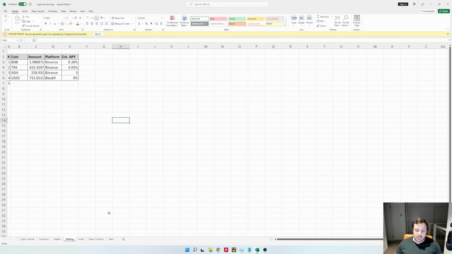What I'm still missing in the Excel that I still need to add, and again, this is a work in progress, is the period, the start date and end date if it is locked up. So I'm looking to add that in the future.